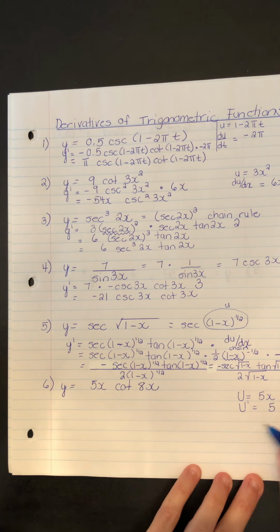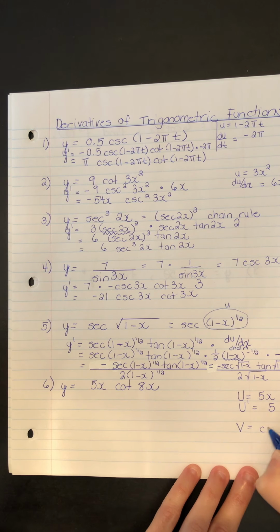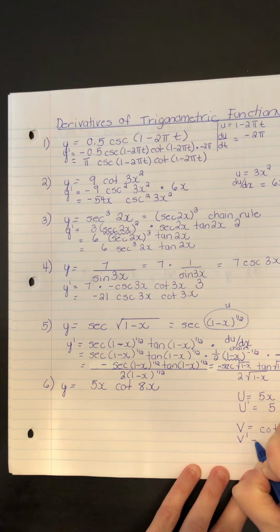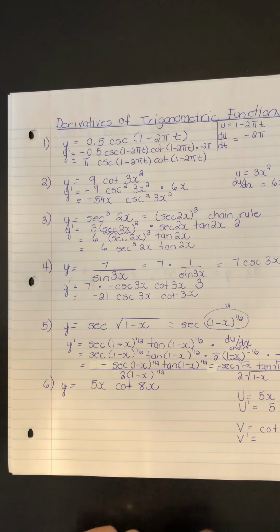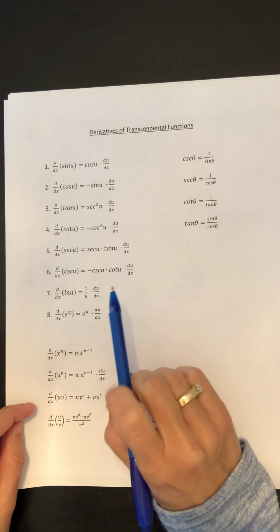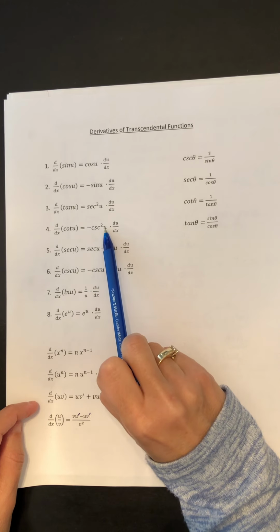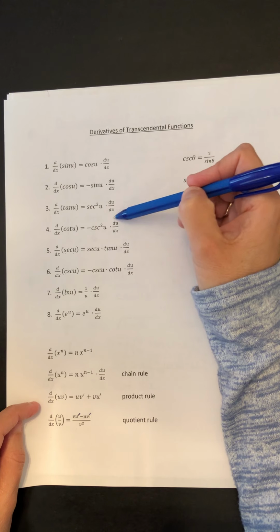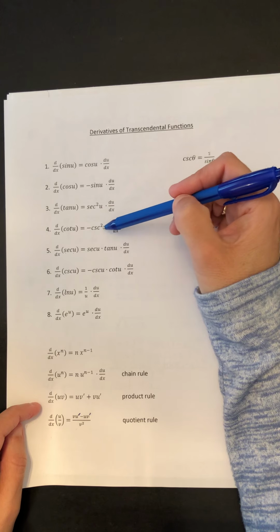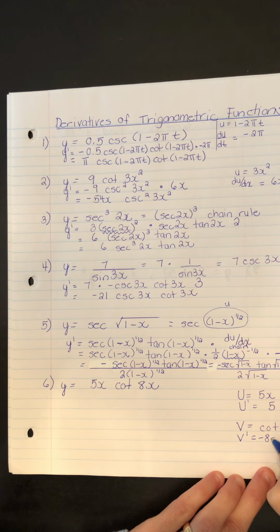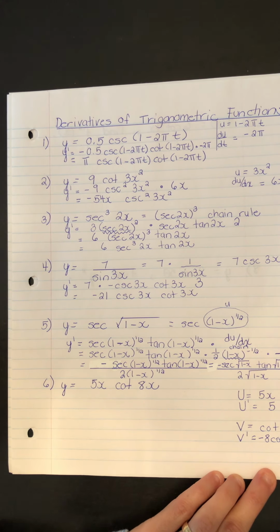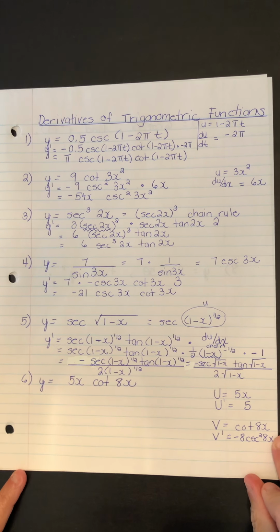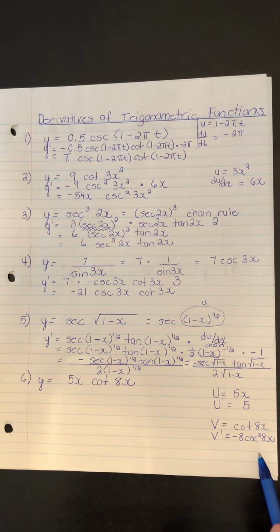Now v is cotangent 8x. So what will v prime be? Well, let's check our formula sheet for the derivative of cotangent 8x. It's negative cosecant squared 8x times the derivative of 8x, which is 8. So negative cosecant squared 8x times 8, or negative 8 cosecant squared 8x. Just like that. All right, so again, it was negative cosecant squared 8x times 8. So negative 8 cosecant squared 8x.